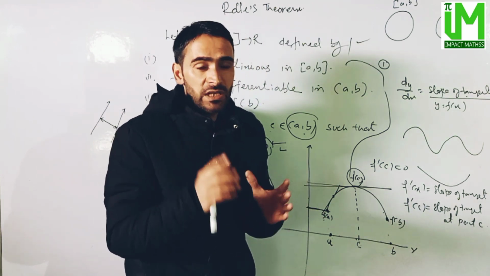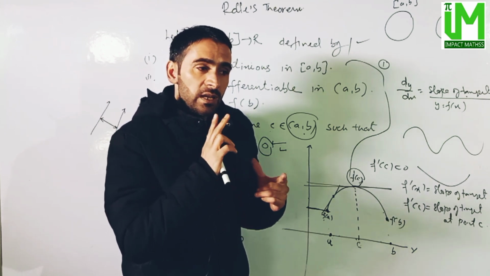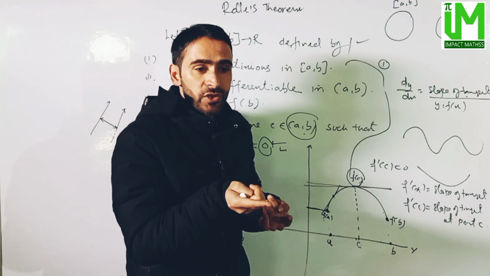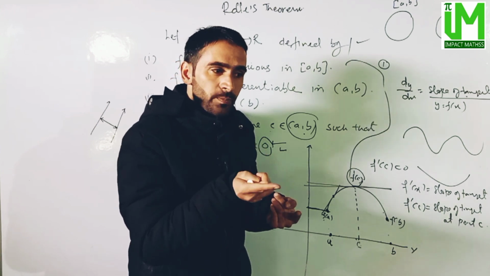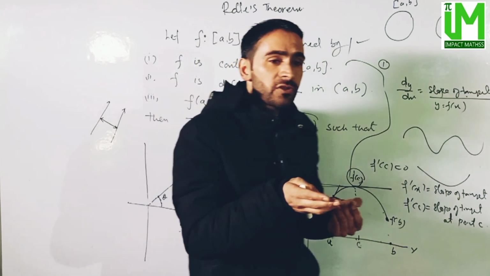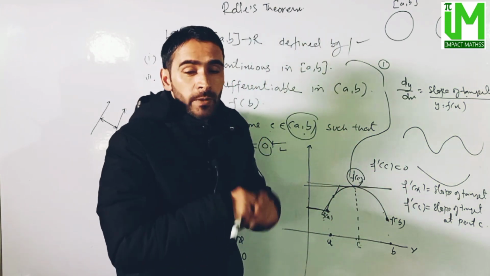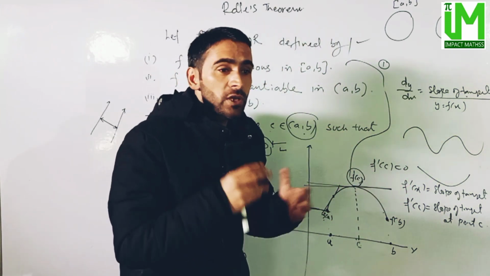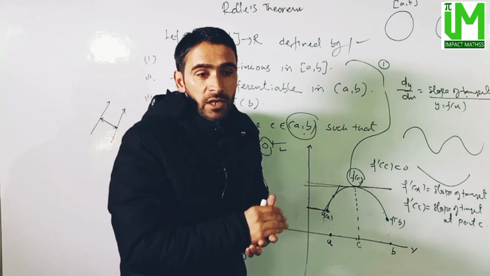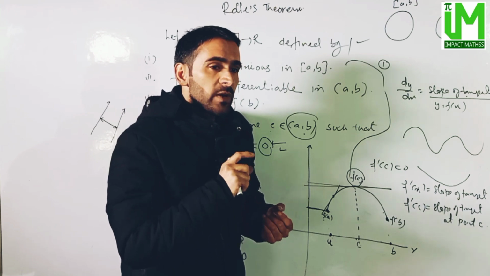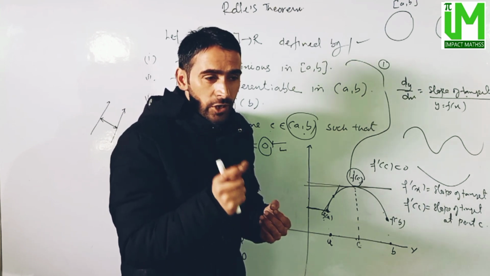In fact, this type of theorem is called an existence theorem. If these three conditions are satisfied, there exists a point c. So this guarantees the existence of the point, but how to compute that point, Rolle's theorem does not lay any emphasis on that.